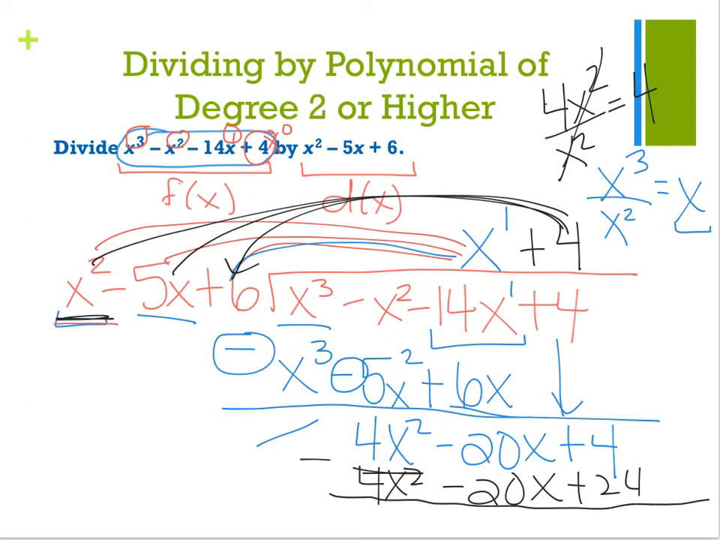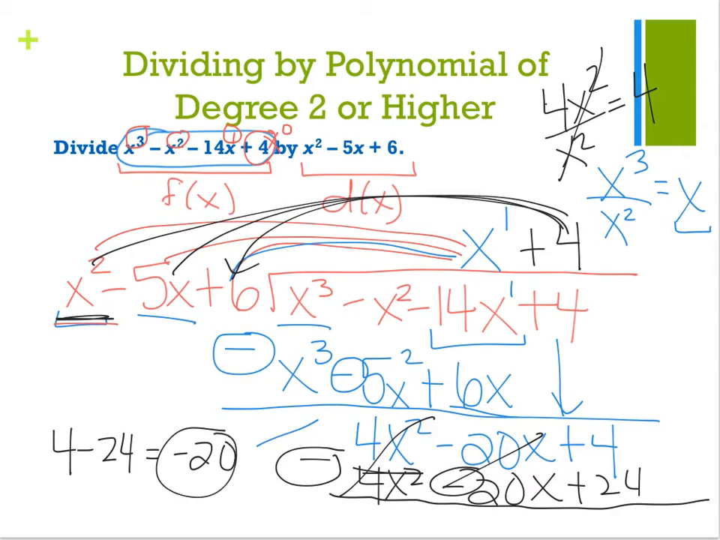And when I subtract these columns, the 4x squareds cancel. Negative 20x minus a negative 20x. Remember, minus a negative is really like a positive. So we're really adding 20x to negative 20x. So those also cancel. And in the end, I get 4 minus 24. And if I write out here 4 minus 24, that gives me a negative 20. So my remainder here is negative 20.